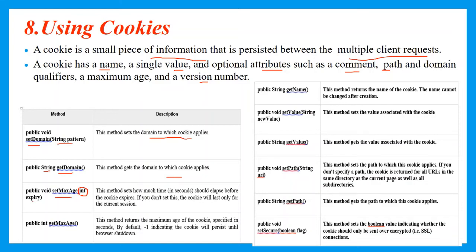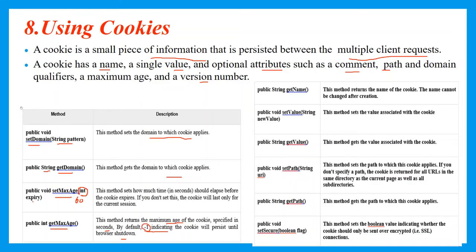getMaxAge. The getMaxAge is the method which is going to return the maximum age of the cookie, specified in seconds. By default, -1 indicates the cookie will persist until the browser shuts down. Means if we assign the time as 60 seconds by making use of setMaxAge, then getMaxAge is going to return the value; if the cookie is not expired within the particular amount of time, then the return value of getMaxAge is going to be -1.